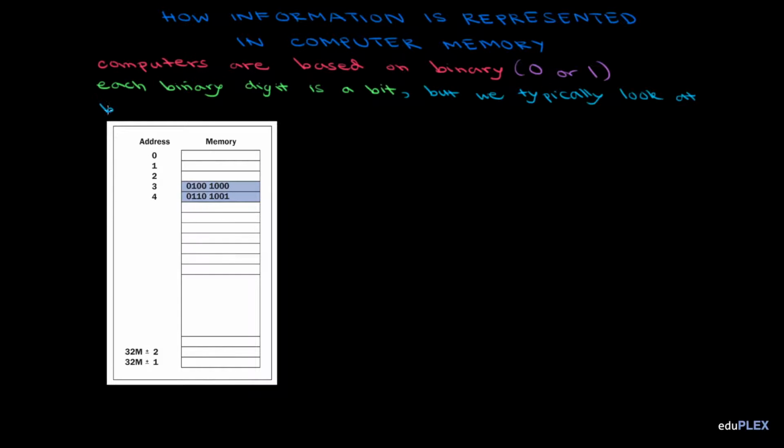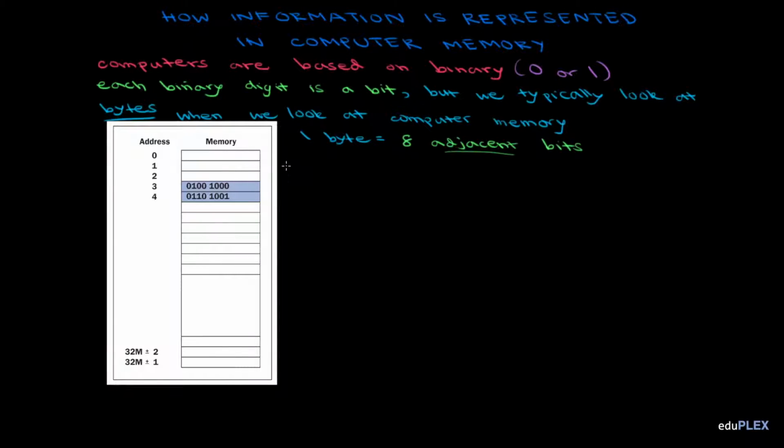However, we typically look at bytes when we look at computer memory. One byte is equal to 8 adjacent bits, so that means we have 8 bits that are next to one another. You've most likely heard of the byte before. Your phone might have 64 gigabytes of storage space, your laptop might have 8 gigabytes of RAM, your flash drive might have 16 gigabytes of storage, you might have 10 gigabytes of photos in your iCloud account. A gigabyte is 1 billion bytes, and that's the byte we're talking about now.